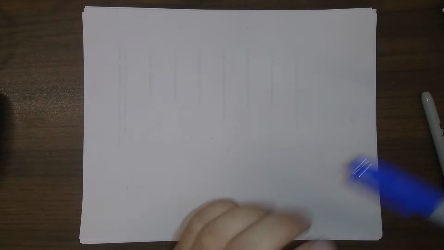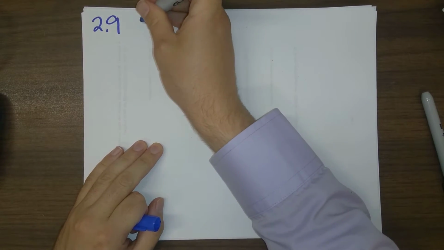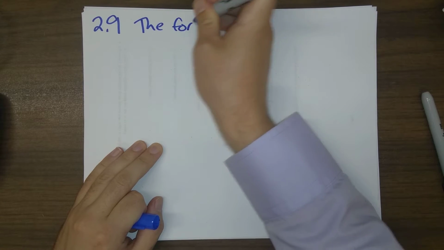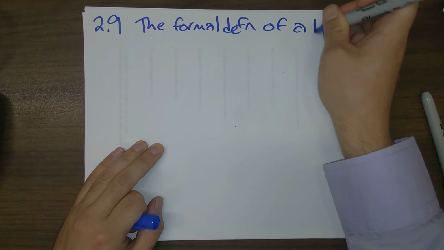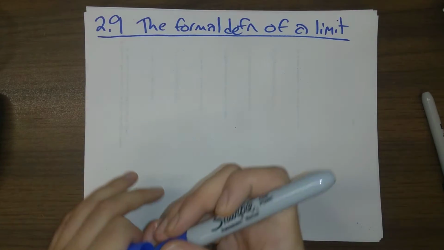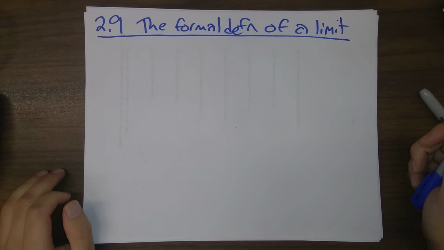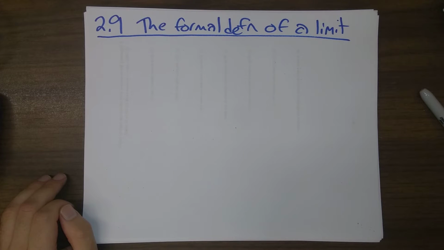It's time for the big finale to Chapter 2, Section 2.9 on the formal definition of a limit. Let me just preface this: this is a topic that's going to be very different than everything else that we've done so far. We're going to be doing things rigorously, we're going to be actually proving things.